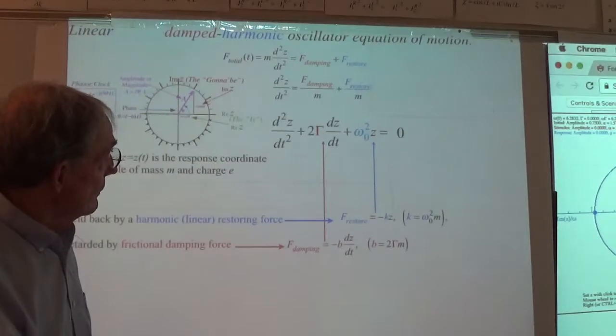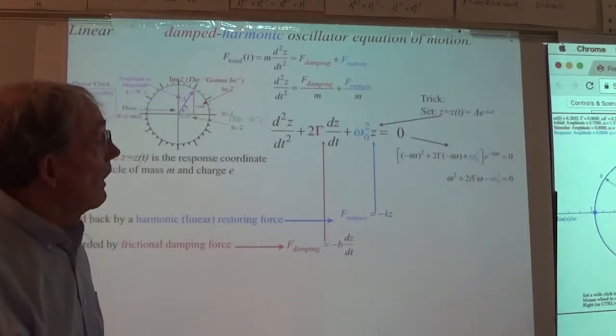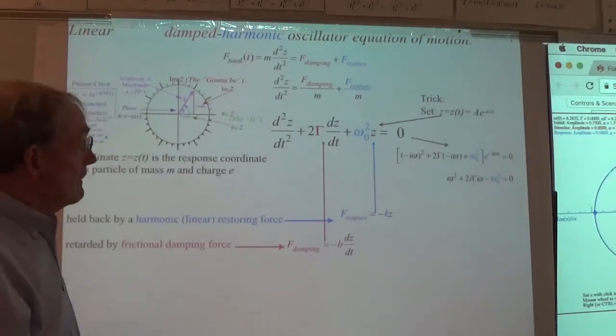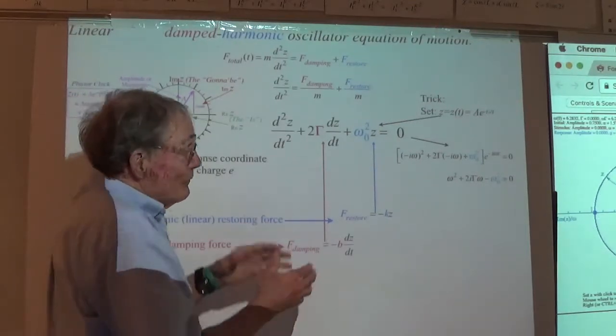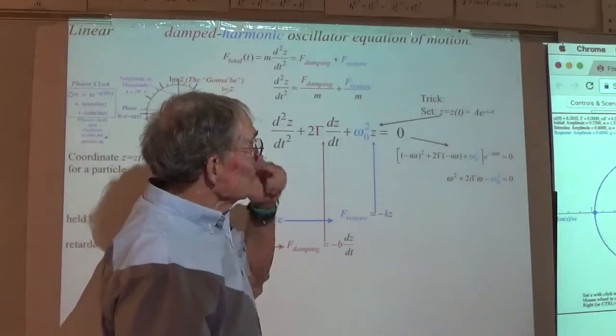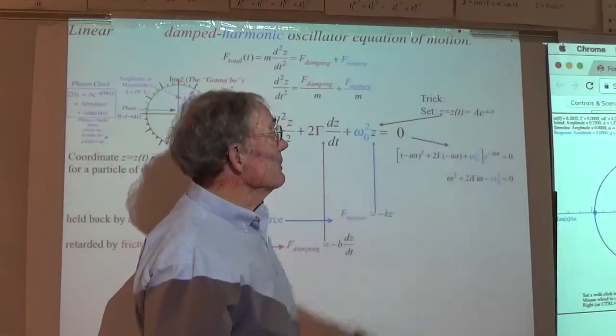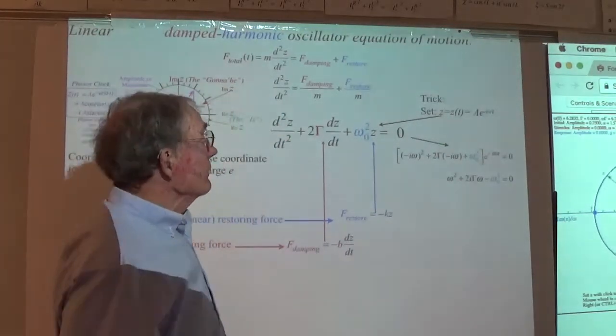Okay, I think that pretty well makes it. Now, here's the big trick. Rather than going and doing the usual thing that mathematicians do with differential equations, we know we've got a much better way to look at it using the phasors and complex numbers. So we're going right to that.